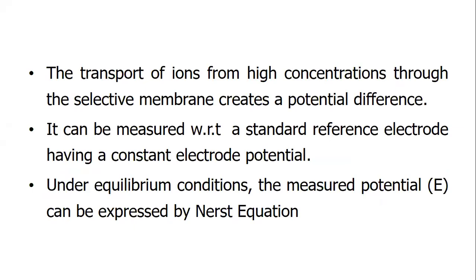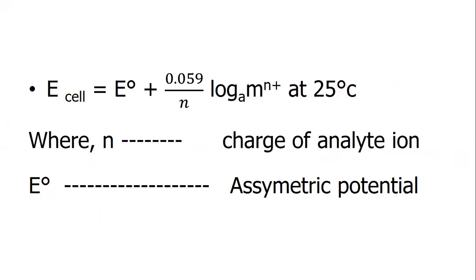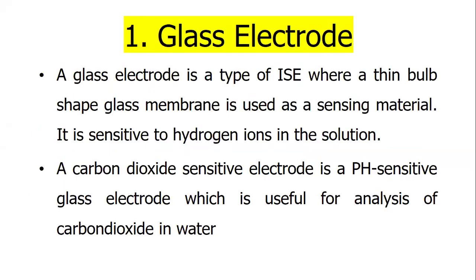Under equilibrium conditions, the measured potential E can be expressed by the Nernst equation: E cell equals E naught plus 0.059 over n log a of M n plus at 25 degrees Celsius, where n is the charge on the ion and E naught is the asymmetric potential.